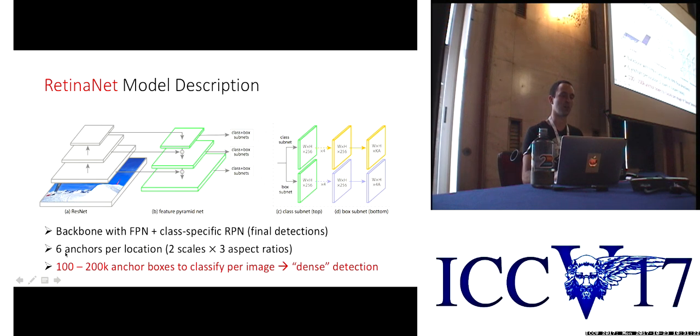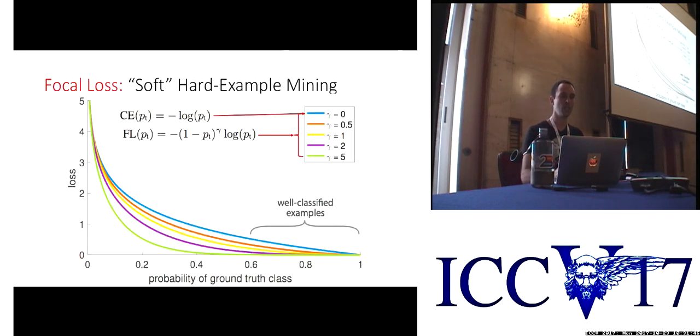And that part of the system is going to use 6 anchors per location in the pyramid. So there'll be 2 scales, and for each scale there'll be 3 aspect ratios. And this is going to lead to, depending on the size of the input image, between, say, 100 and 200,000 anchor boxes to classify. So sometimes we refer to this as dense detection because compared to other one-stage systems, this is a very dense sampling of the output space.